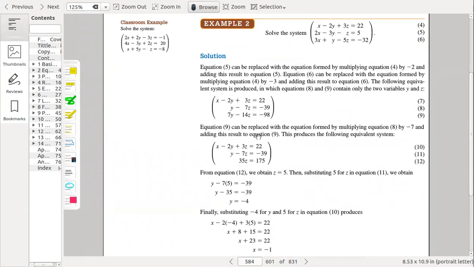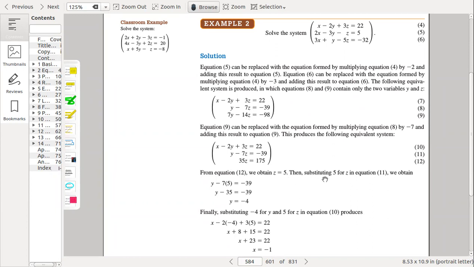Equation 9 can be replaced with the equation formed by multiplying equation 8 by minus 7. So if we multiply equation 8 with minus 7 and add it to 9, we can eliminate y and we will finally have 35z equal to 175, and from here we get the value of z, which is equal to 5. Okay, z is equal to 5.